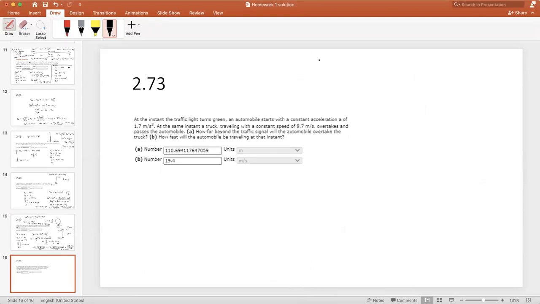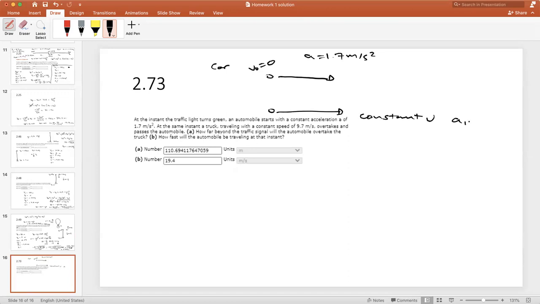All right, so our final problem is really an introduction to projectile motion in a weird way, because we do the same things we do in projectile motion in this problem. In this problem, we have a car that starts from rest. So v initial of the car is 0, and it has an acceleration of 1.7 meters per second squared. Right when it takes off, it gets passed by a truck that has constant v.